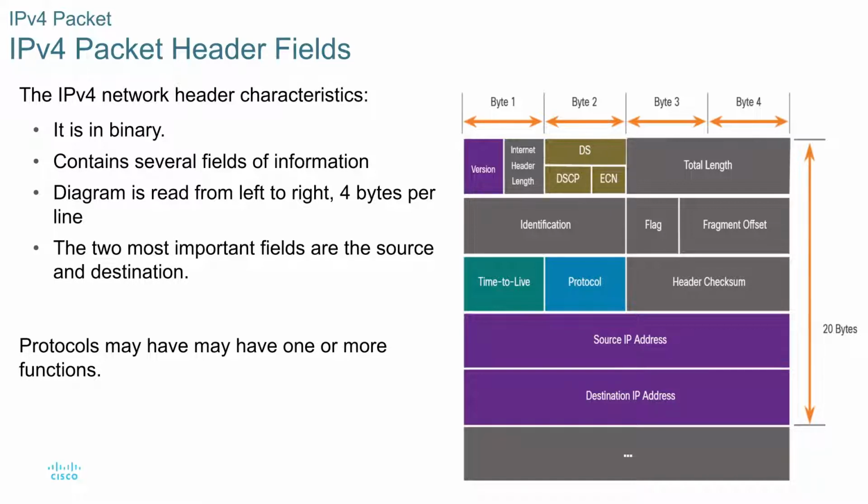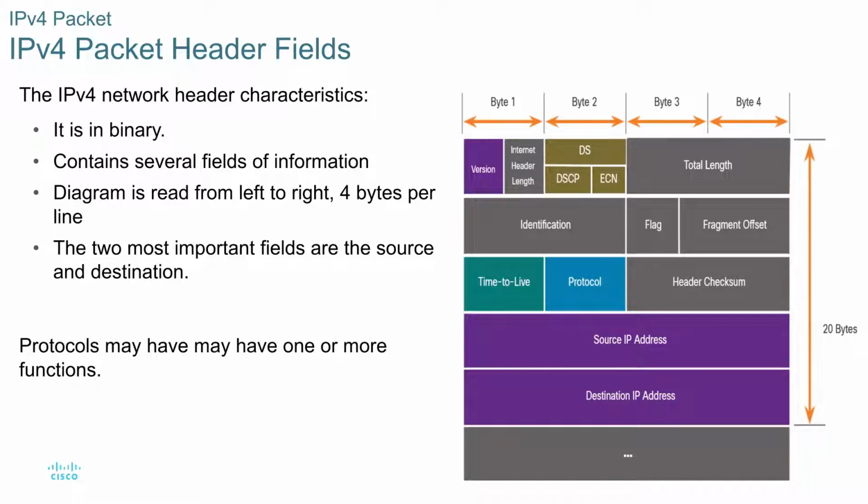So in the time to live field, we would have a number, and each router that it goes through would reduce the number by 1. When that number, the time to live number, reaches 0, the packet is just dropped. It is considered to be unreachable as far as the destination is concerned, so we drop it.